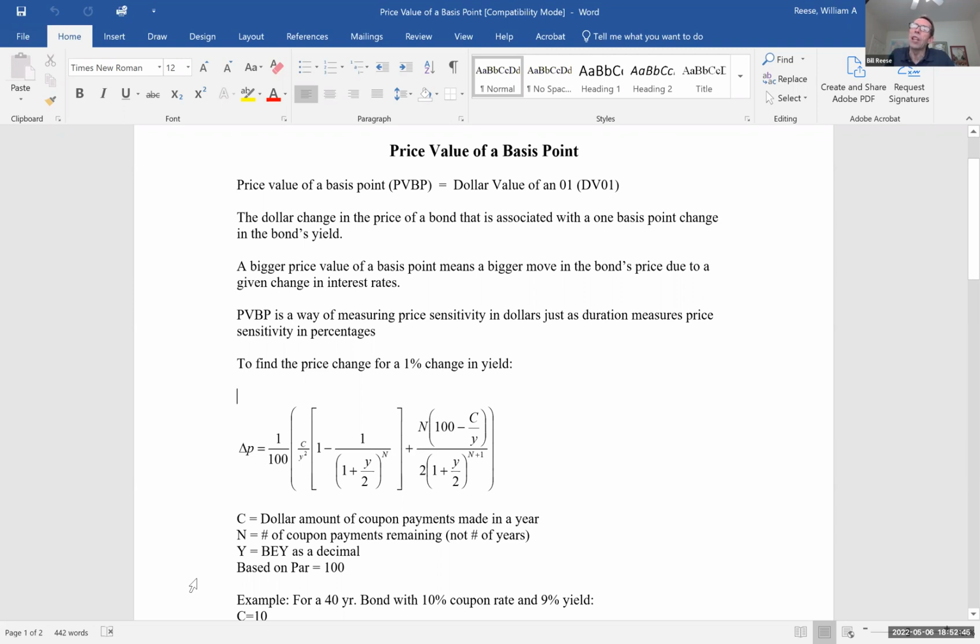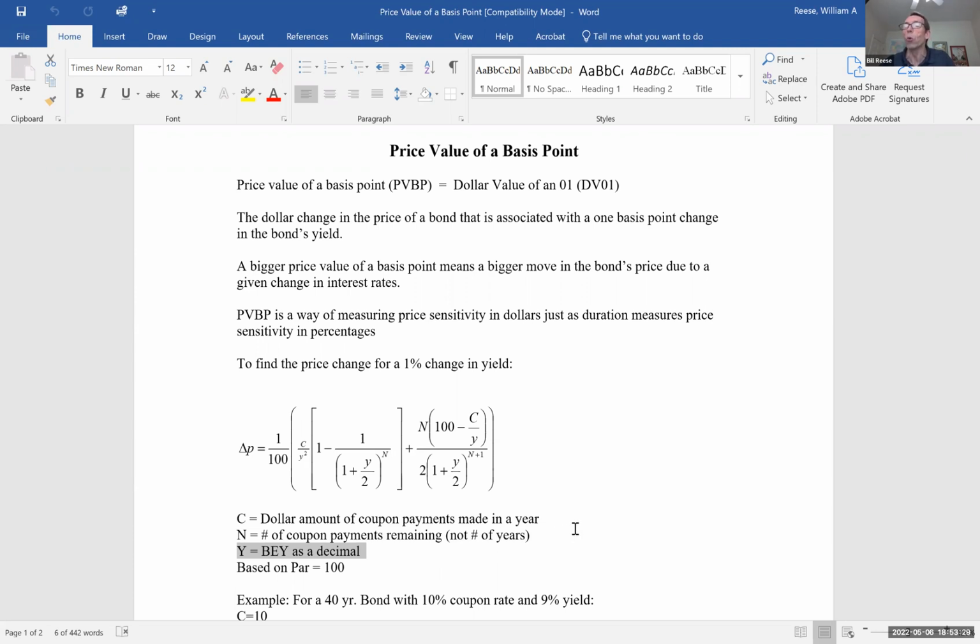Now, if you remember, we said there were 3 things that affect a bond's price sensitivity to changes in interest rates. That was how long it is until the bond matures. Well, that's right here with N, the number of coupon payments that are remaining. We said the coupon rate also had an effect. Well, that's right here, the dollar amount of the coupon payments made in a year. And finally, we said the yield on the bond also impacted its interest rate risk. That's right here, the bond equivalent yield as a decimal. So the 3 things that will affect a bond's sensitivity to changes in interest rates are the 3 variables that we find in this formula.